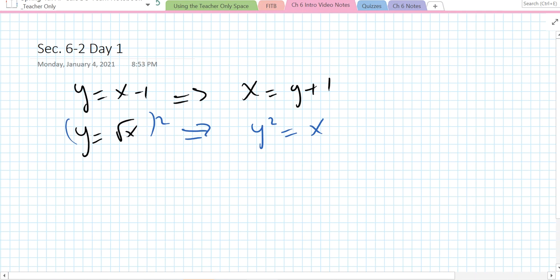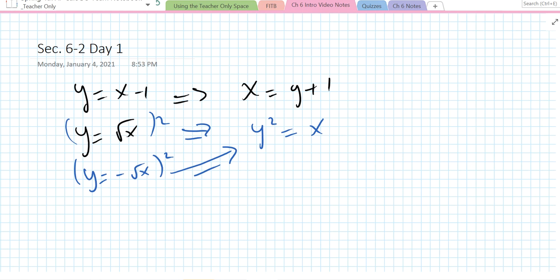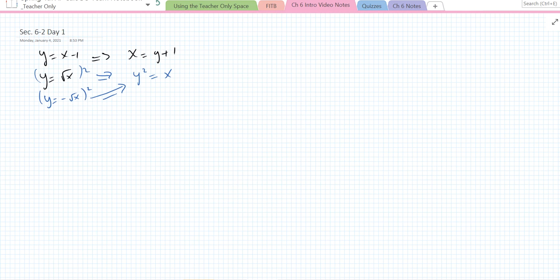And that is actually true for both y equal to square root of x and y equal to negative square root of x. They both give you the same thing. Because if you remember back to parabolas when you were in Algebra 2, when you have a sideways parabola like that, it covers both the square root and the negative square root. So let me show you what the graph looks like.